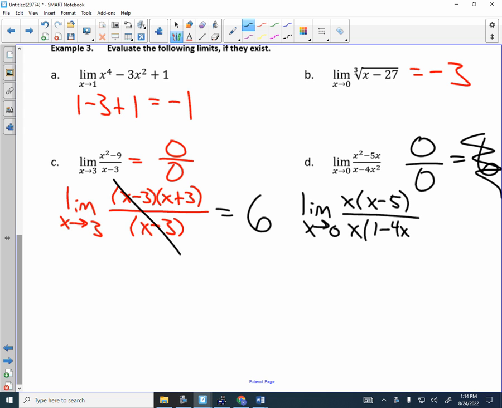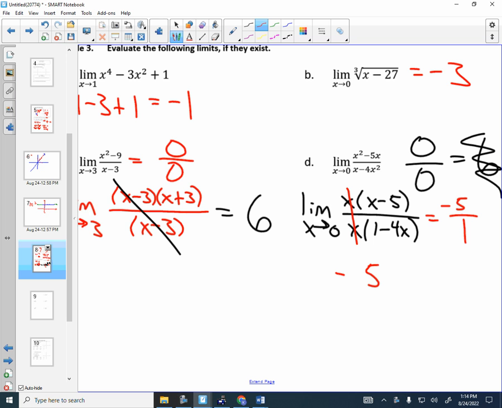1 minus 4x. Okay, what happens in this situation? The x's cancel. Can I now plug in 0? What do you get in the top? What do you get in the bottom? Positive 1. And so your answer in this case is now negative 5. What do you think about that? You need to be able to handle these limits algebraically.